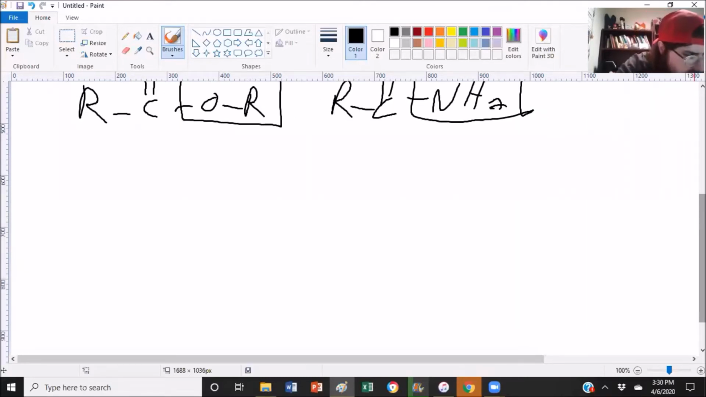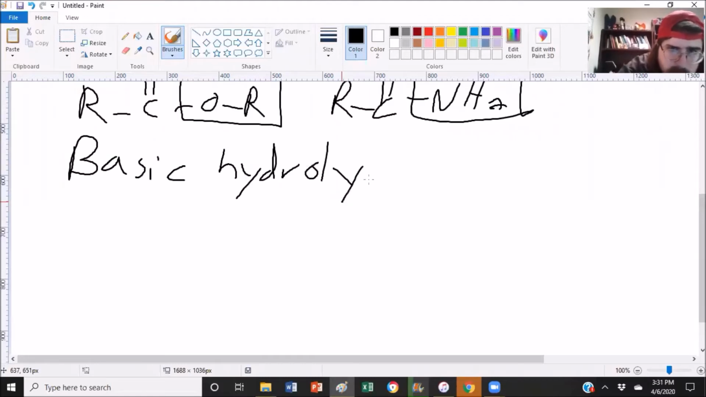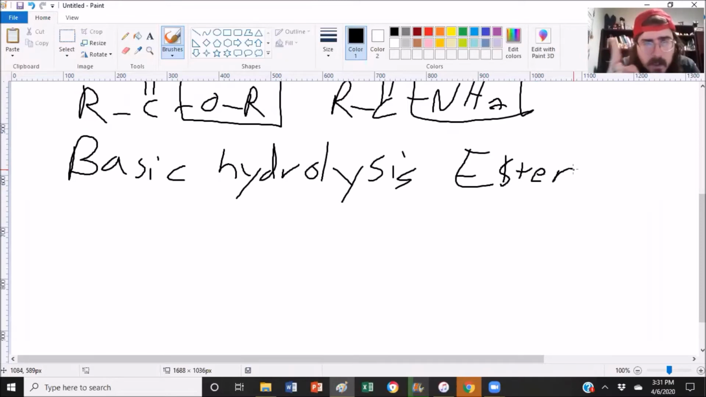So say you want to form an acid, we can do the basic hydrolysis of an ester. That name tells you everything you need to know about what we're doing. We're attacking an ester, we're using base, and we're splitting with water. Lysis means to cut, and hydro is water, so cutting with water.